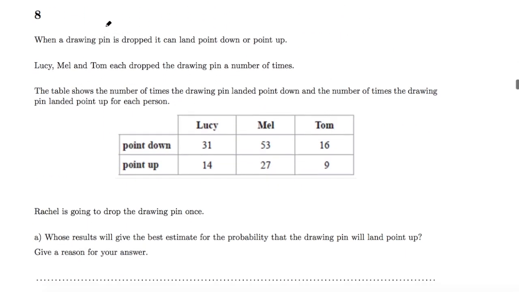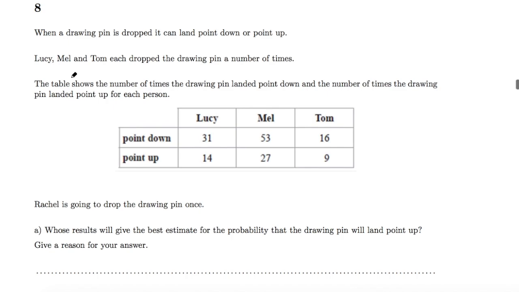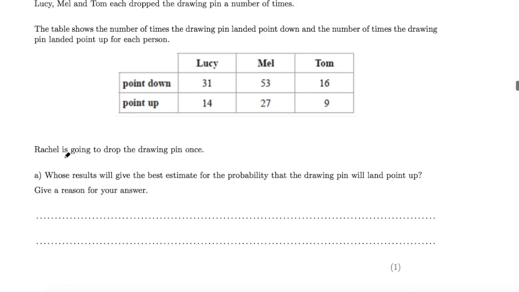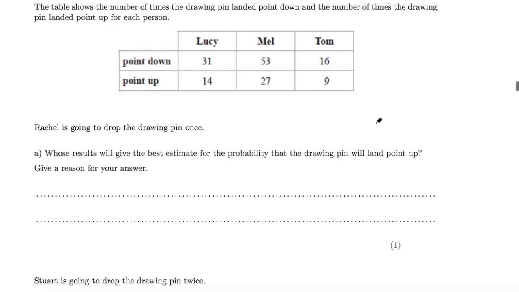Question 8 says, when a drawing pin is dropped, it can land point down, or point up. Lucy, Mel, and Tom each dropped the drawing pin a number of times. The table shows the number of times a drawing pin landed point down and the number of times a drawing pin landed point up for each person. Okay, so here we've got a table, and we've got Lucy dropping the pin, Mel dropping the pin, and Tom dropping it. And Rachel is going to drop the drawing pin once. Whose result will give the best estimate for the probability that the drawing pin will land point up? Give a reason for your answer.